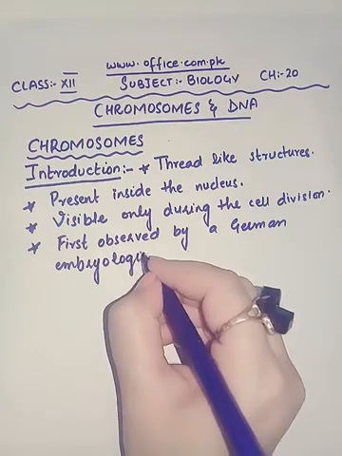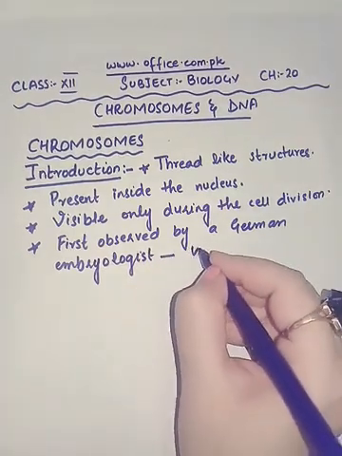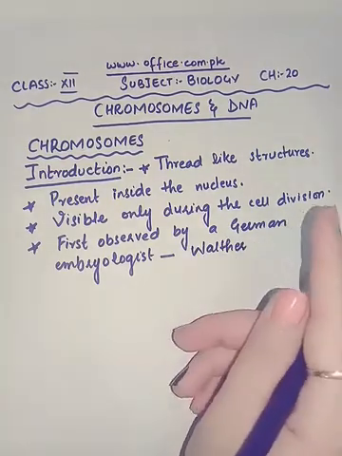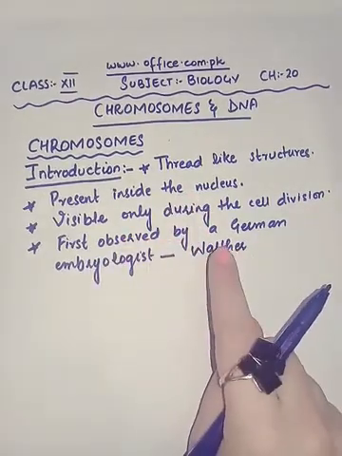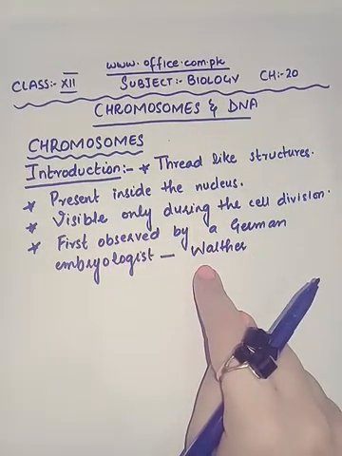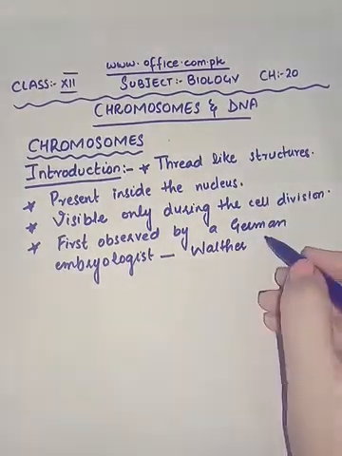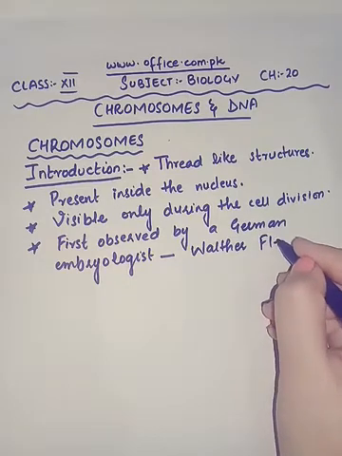He is not the same Fleming who discovered penicillin. The Fleming who discovered penicillin was Alexander Fleming, and penicillin is an antibiotic. So Walter Fleming first observed the chromosomes in the year 1882.